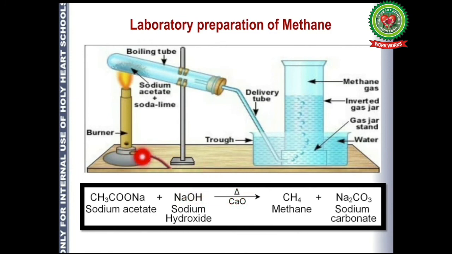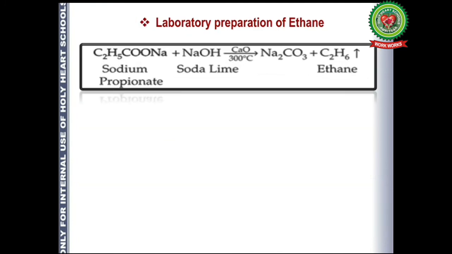For this, heat is also required. A temperature of about 300 degrees Celsius is required. That's why a burner is placed. Then both the chemicals react together and the gas is collected by downward displacement of water. Similarly, ethane is formed. Now as I already discussed, if you want a higher member, you just change the alkyl group from the salt. So you take C2H5COONa, that is sodium propionate, plus NaOH in presence of calcium oxide and 300 degrees Celsius temperature. You will get sodium carbonate and ethane formation.